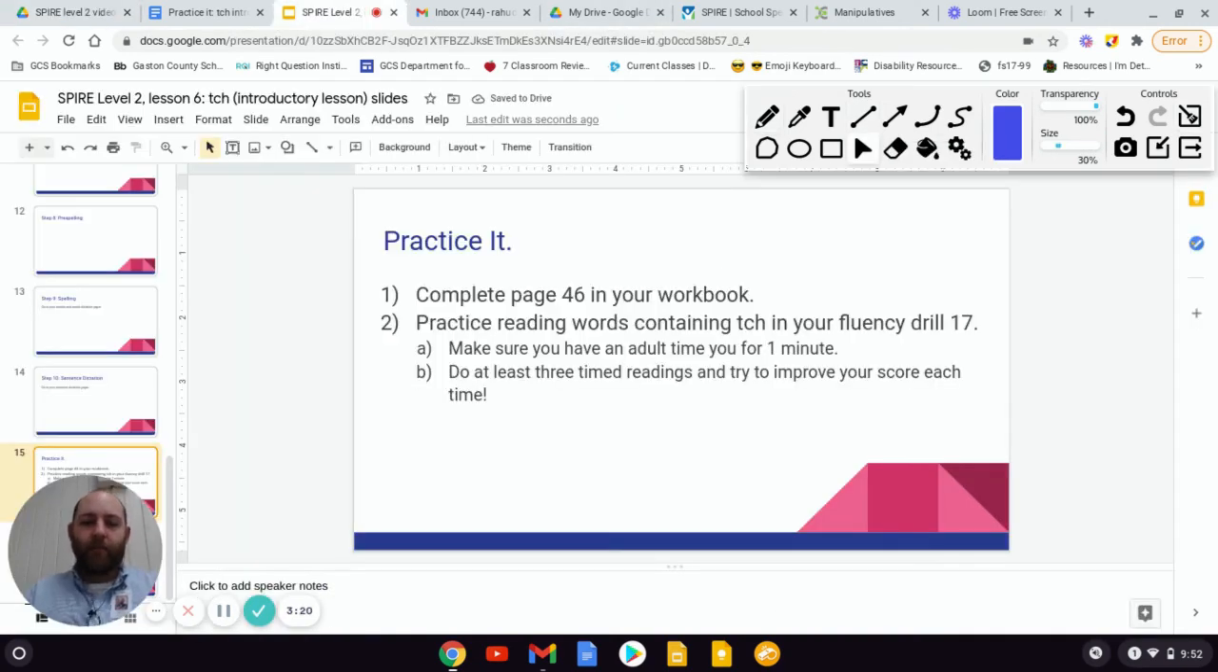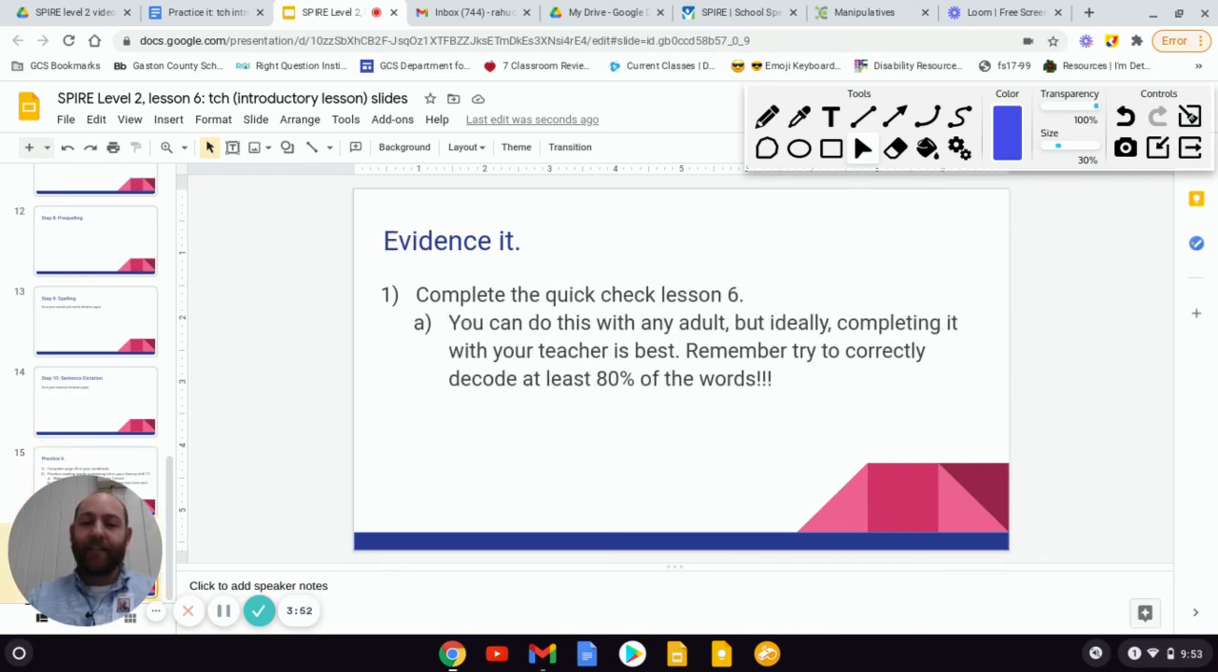All right. So you have some independent work that I want you to work on, so you can get some practice and really build your skills here. The first thing you can work on is workbook page 46, and I believe it's just finding the word that matches with the picture. And then you can also continue working on your fluency drill 17. Remember, this is where you time yourself for one minute, or you can have an adult or older sibling time you as well. You can even do three readings and try to get better after every reading. All right, and for your evidence, you've got the quick check lesson 6.